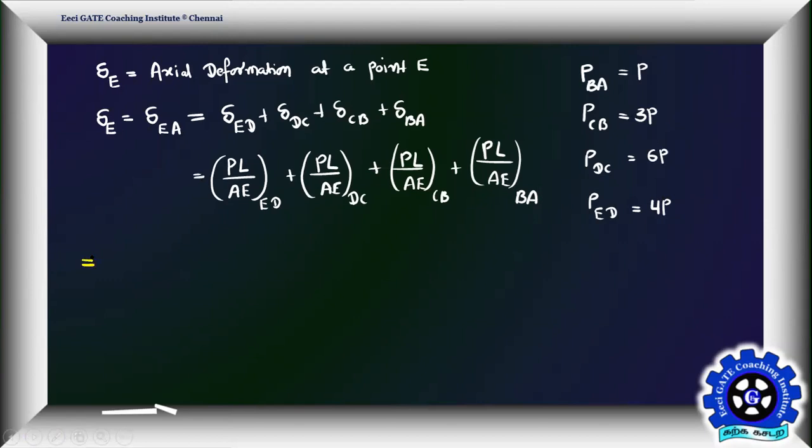So here tell me, PL by AE, in the sense 4P. Length will be the same for all. AE is also the same, so AE is constant. Here for DC, 6PL by AE. After that CB, in the sense 3PL by AE. Then PL by AE.